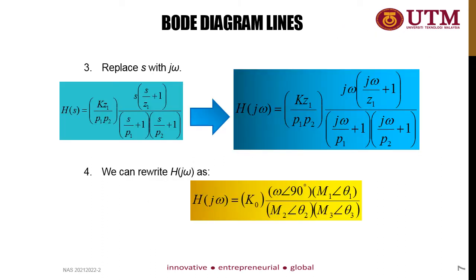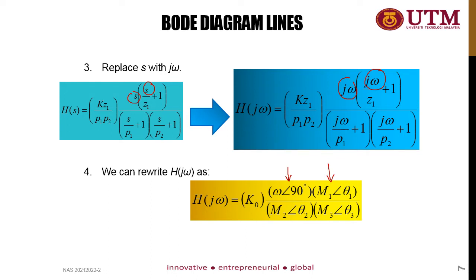Next, once you have the equation in standard form, you can replace s with j omega. It is not compulsory. s needs to be replaced by j omega if you need to calculate the magnitude of the transfer function. So you replace all s with j omega, in both the numerator and denominator. Once you have replaced s with j omega, you can convert the equation into polar form.